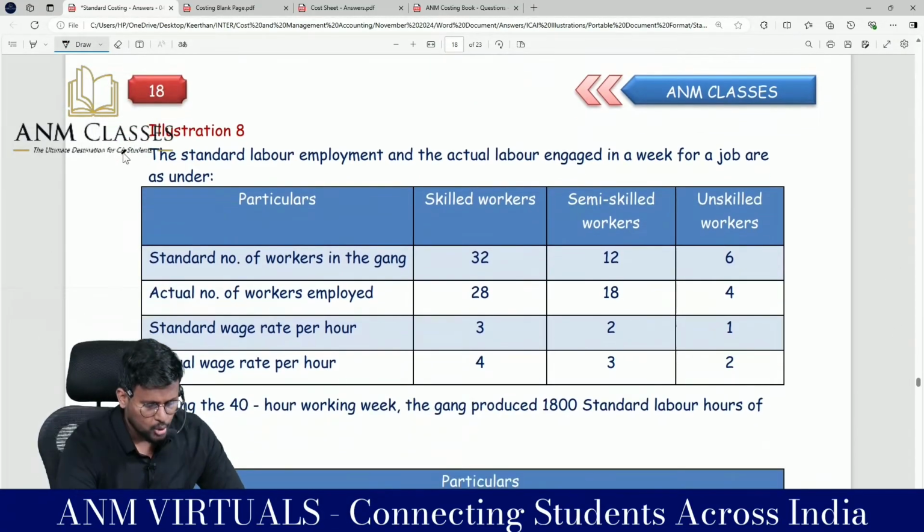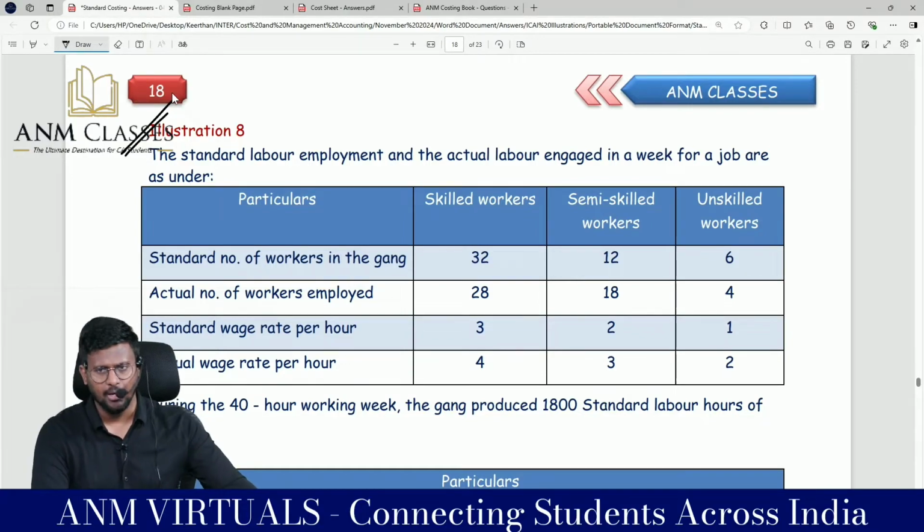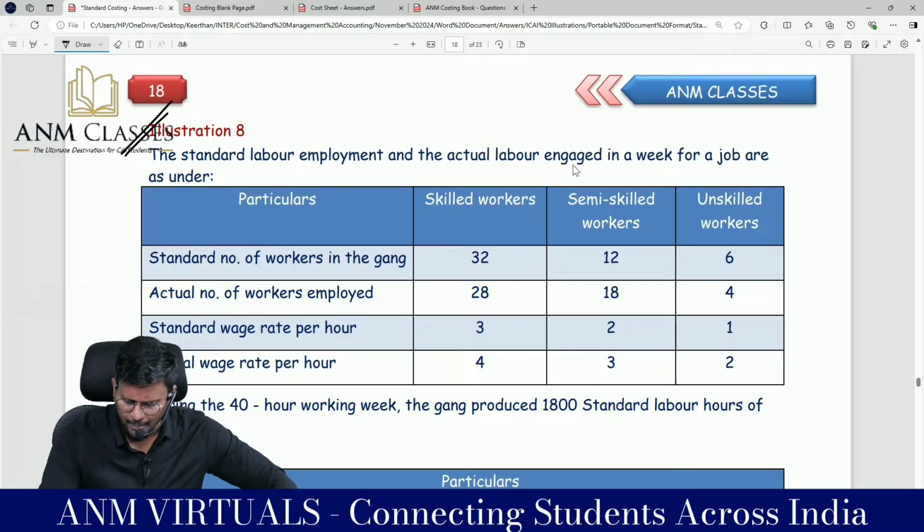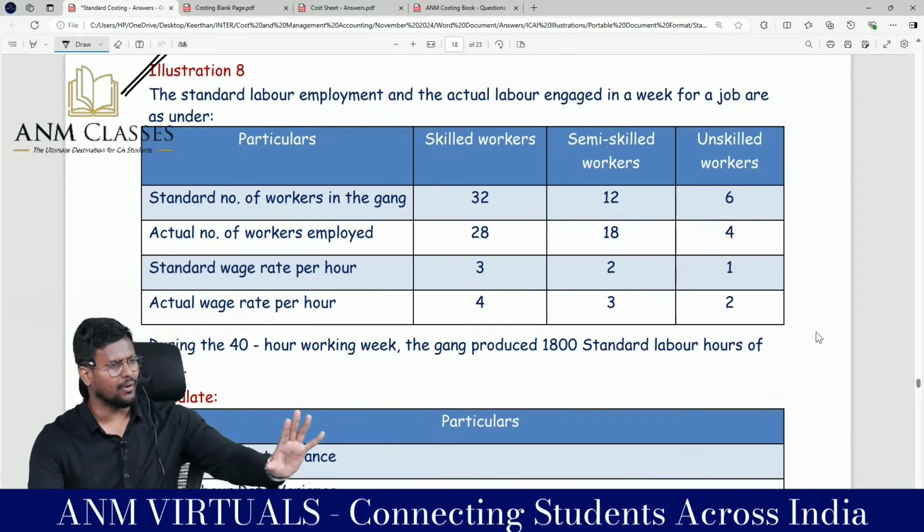We are moving into illustration number 8. One of the good questions available. Standard labor employment and actual labor engagement in a week for a job are as under.